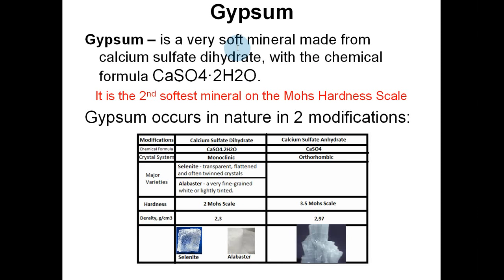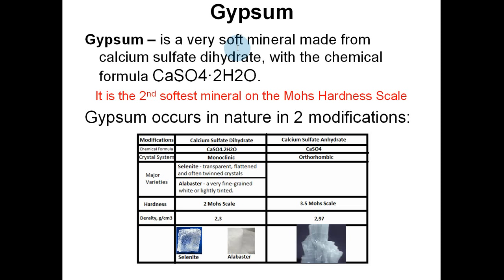Gypsum is a very soft mineral made from calcium sulfate dihydrate with the chemical formula CaSO4·2H2O. It is the second softest mineral on the Mohs hardness scale. Gypsum occurs in nature in two modifications, so it appears as calcium sulfate dihydrate and calcium sulfate anhydrate. Calcium sulfate dihydrate is monoclinic, whereas calcium sulfate anhydrate is orthorhombic.